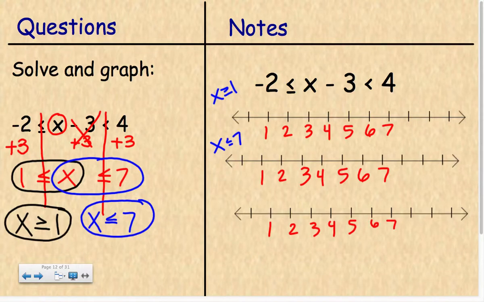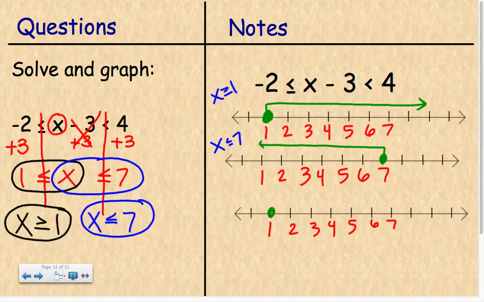Okay. So the top one is closed circle on 1, shaded to the right. The middle one is closed circle on 7, shaded to the left. So I have to make my closed circle on 1 on my third number line, my closed circle on 7. So now I have to ask myself, what numbers are shaded on the top number line and the middle number line? Well, 1, 2, 3, 4, 5, 6, 7. I can't go any smaller than 1 because there's nothing here. I can't go any bigger than 7 because there's nothing there. So I'm going to shade in between.